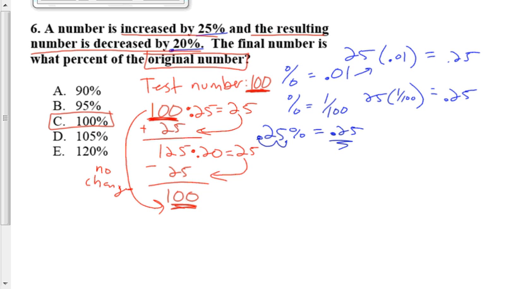Now, the fact that these numbers were 100 didn't really matter. If we use the number 200, for example, if this was 200, we'd go through all the same steps and we'd end up with 200. The point being, my new number is 100% of the original number. There was no change.